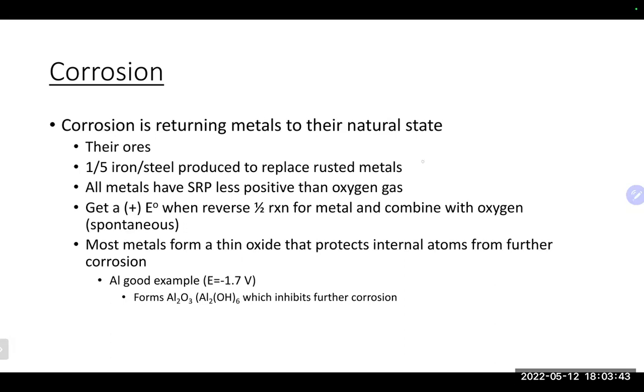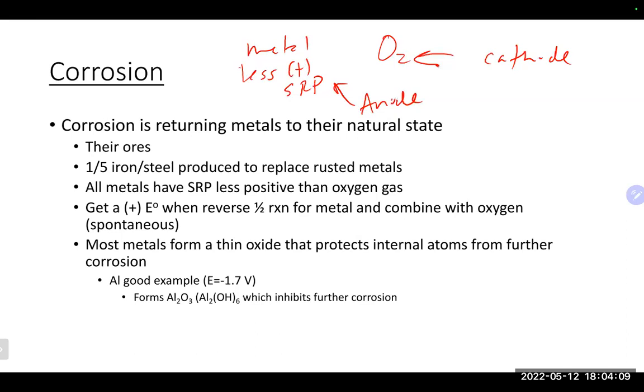Any metal that has an SRP value less positive than oxygen is susceptible to corrosion and oxidation. That is because if you have oxygen and a metal, and the metal has a less positive SRP value, that means oxygen would be more positive and act as the cathode in that reaction. The metal would act as the anode, and that means all the oxidation is going to occur on the metal. That is basically what corrosion is. So you get a nice spontaneous corrosion process happening.